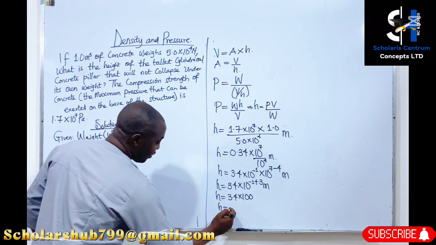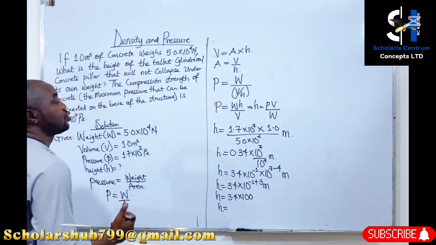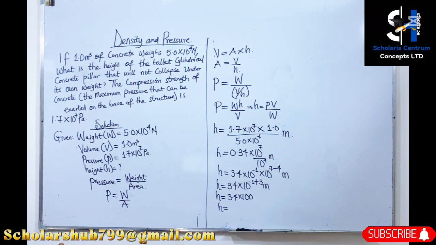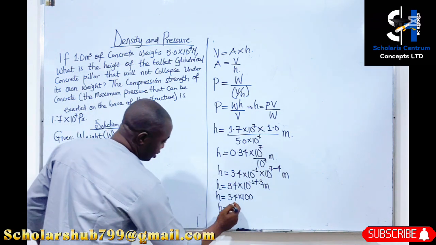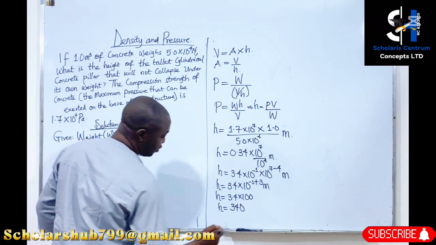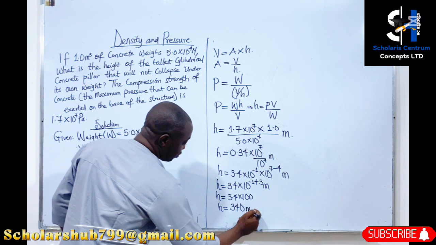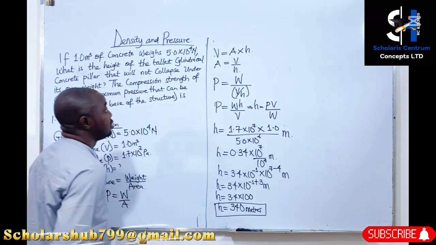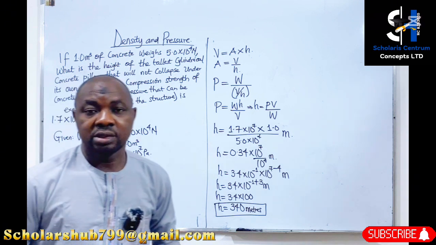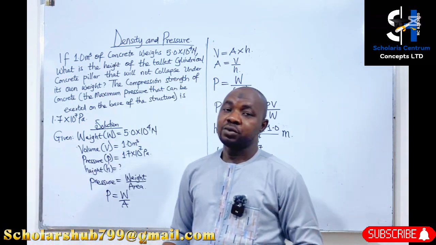Then the value of H, which is the height of the tallest cylindrical concrete pillar that will not collapse under its own weight, will be 340 meters. And this is the height of the tallest cylindrical concrete pillar that will not collapse under its own weight.